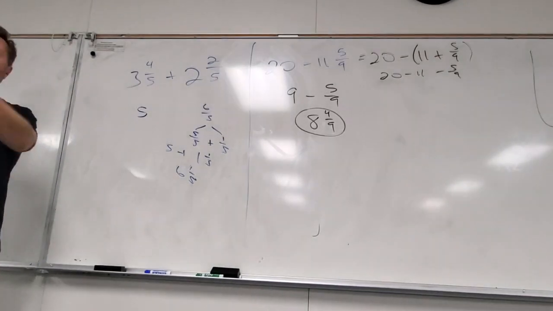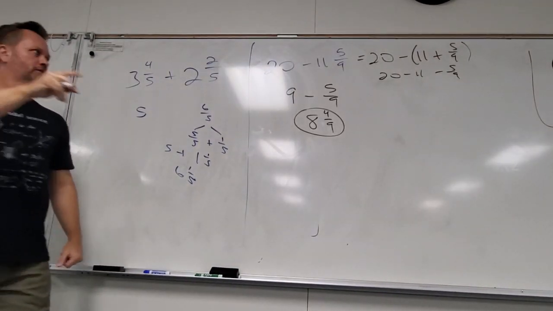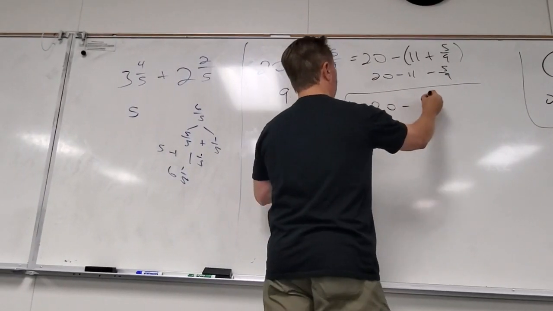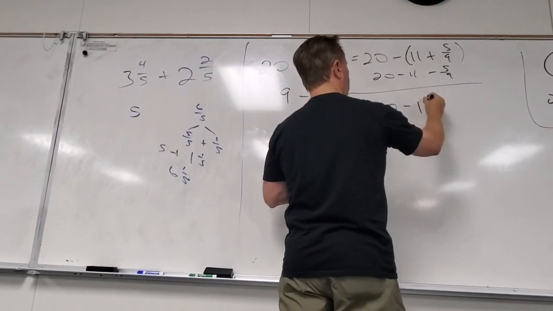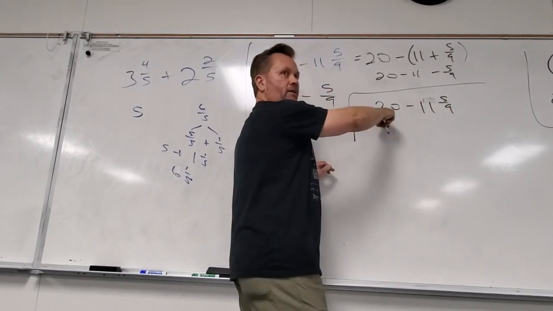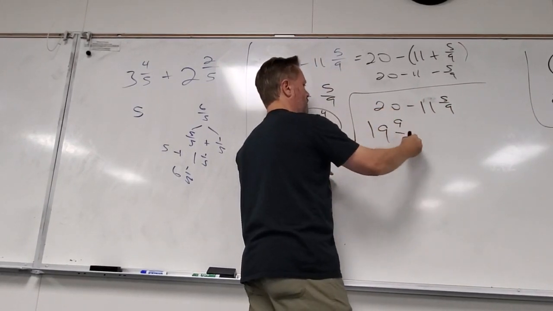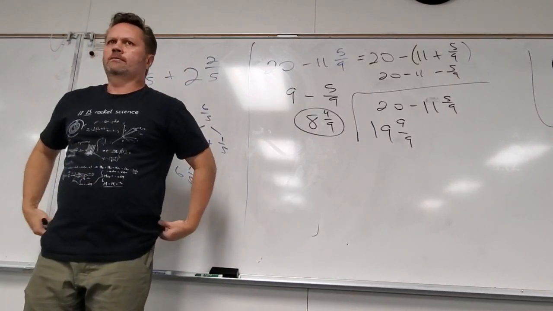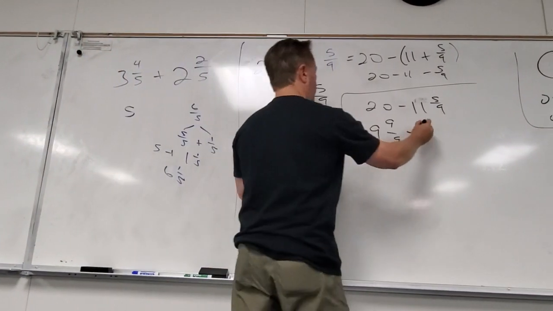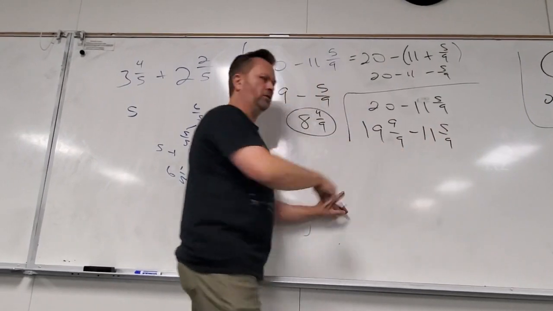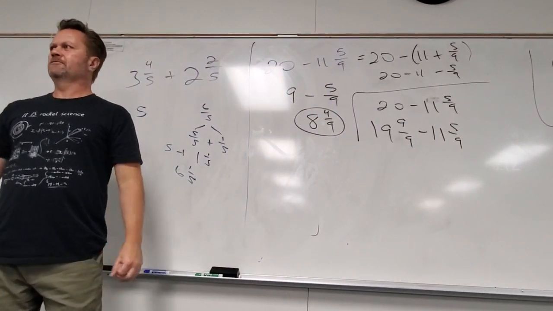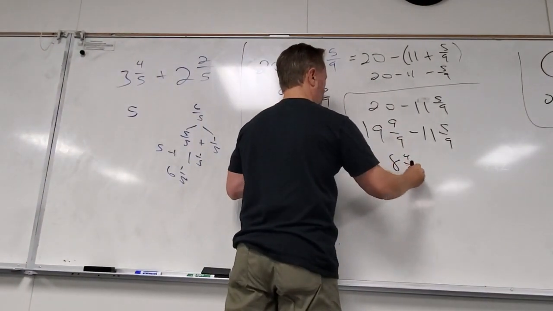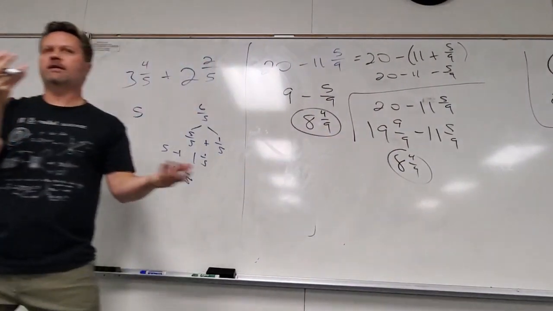Did anyone do it a different way? Or is everybody like, oh, we did it that way right there? What about this? You ready? Watch this. Jeff, you can do it, buddy. 20 is also known as 19 and 9/9. Do you guys agree? Ain't no way I would write it like that, right? So this is sort of like the borrow thing, but it's actually a little more direct than that, right? And then you can see it's going to be 8 and 4/9. Same answer. So any approach I take should get the same answer.